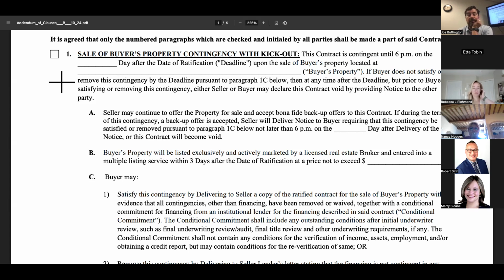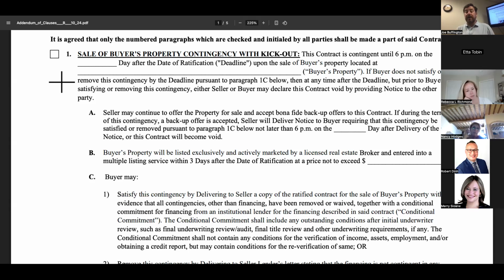All right, so seller may continue to offer the property for sale and accept bona fide offers to this contract. During the term of the contingency, if a backup offer is accepted, seller will deliver notice to buyer requiring this contingency to be satisfied or removed pursuant to paragraph 1C no later than X days after delivery of notice, or this contract will become void.